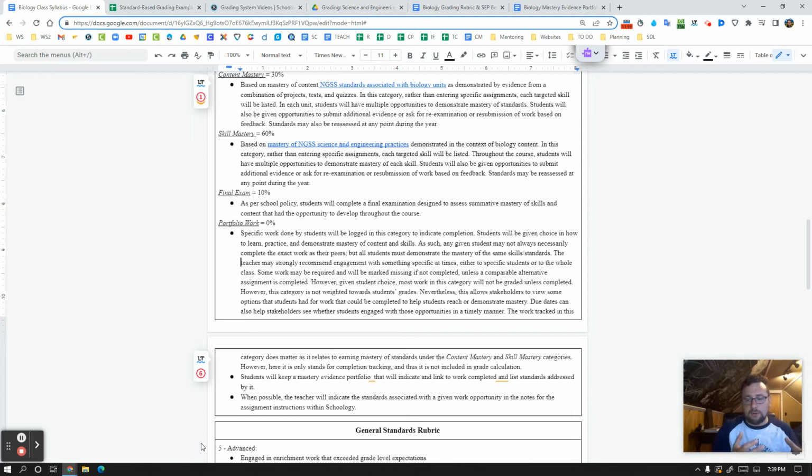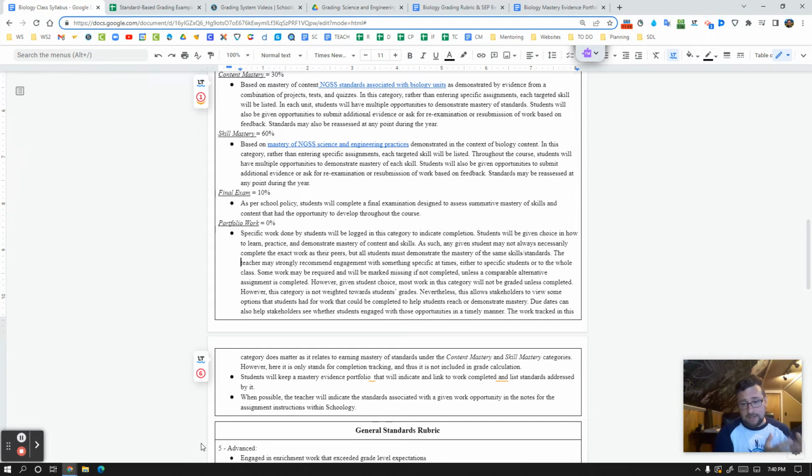So how does it work all together, especially after you consider the final? Because content mastery is 30%, skill mastery is 60%, and my school requires me to have a final. So that accounts for 10% of the overall grade, and it's designed to measure both mastery of skills and content, an opportunity to show what students have developed throughout the semester in a summative assessment. The last chance to show mastery, right?